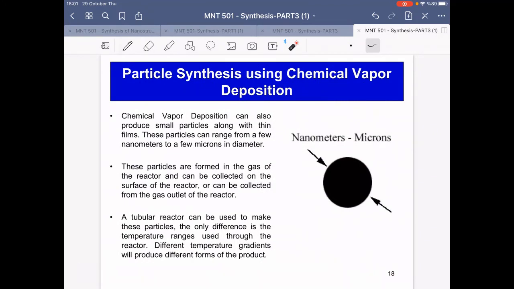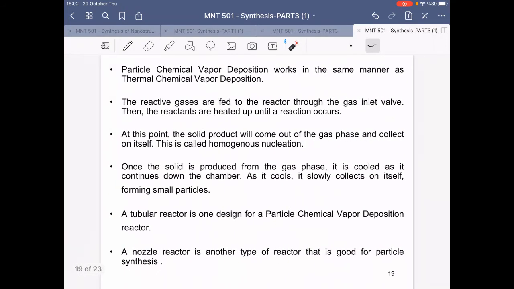Or you can not only obtain 2D materials, but you can obtain particle synthesis using CVD. CVD can also produce small particles along with thin films. These particles can range from a few nanometers to a few microns. These particles are formed in the gas of the reactor and can be collected on the surface of the reactor or from the gas outlet of the reactor. The only difference is the temperature range used through the reactor. Different temperature gradients will produce different forms of product, which we already had gone through many times.